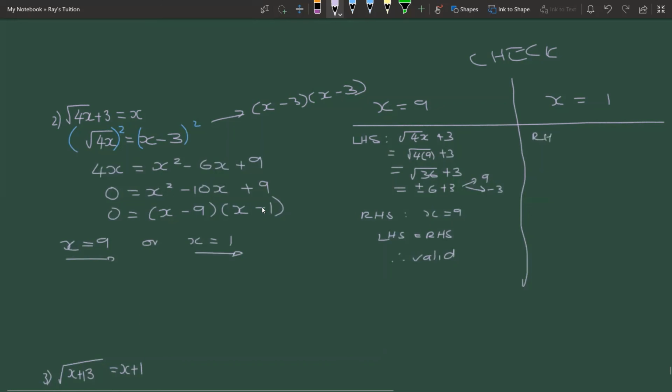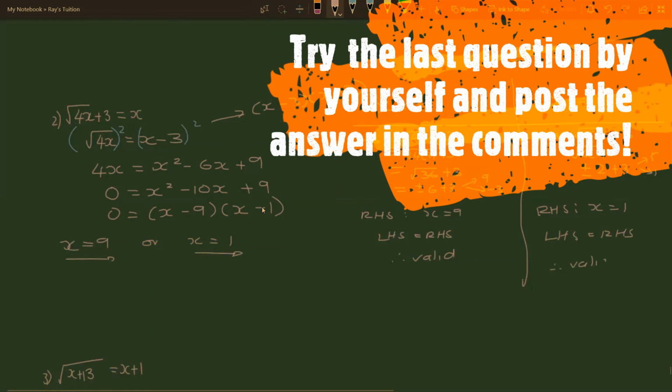So we're going to do the same thing for x equal to 1. The left-hand side is the square root of 4x plus 3. In this case, x is 1, so it's the square root of 4 times 1 plus 3. The square root of 4 is plus or minus 2, plus 3. So our two answers are 2 plus 3, which is 5, and minus 2 plus 3, which is 1. Then our right-hand side, we just have x is equal to 1. And again, the left-hand side is equal to the right-hand side. Therefore, our answer is valid.